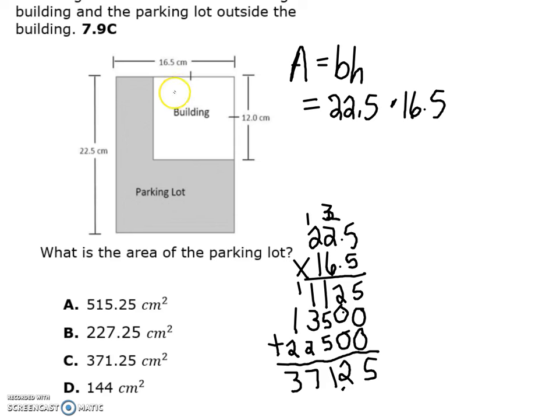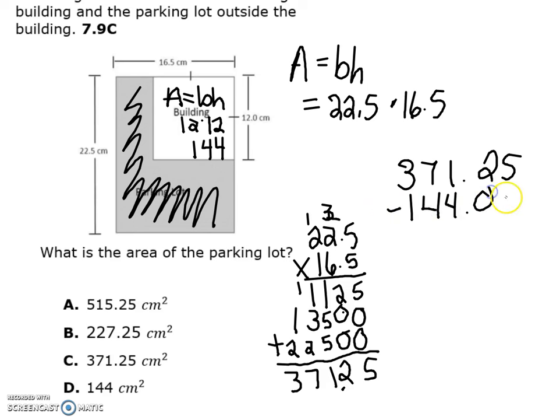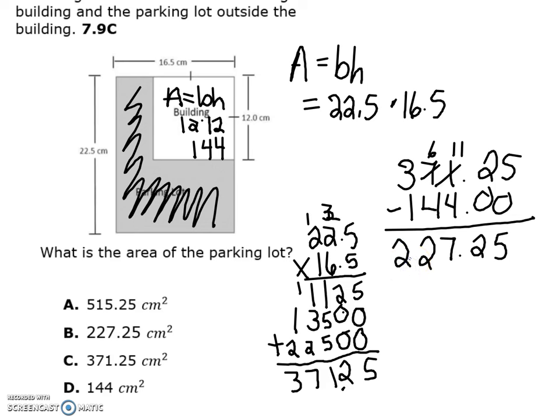Now, to find the area of the building, this is base times height, which is 12 times 12, which is 144. We just want this shaded area of the parking lot. So what we need to do is subtract the total area minus the building. So when we subtract, we have 5, 2, we're going to borrow. This is 7, this is 2, and this is 2. So we have 227 and 25 hundredths.